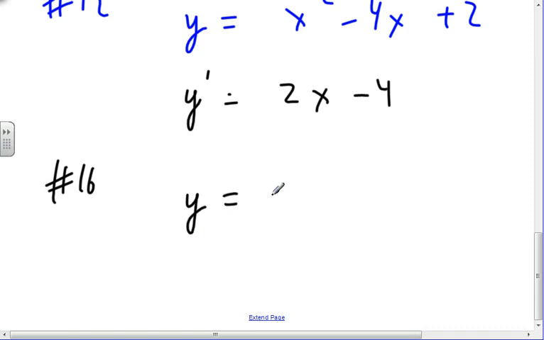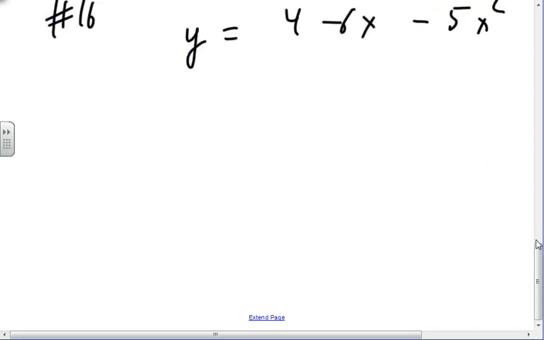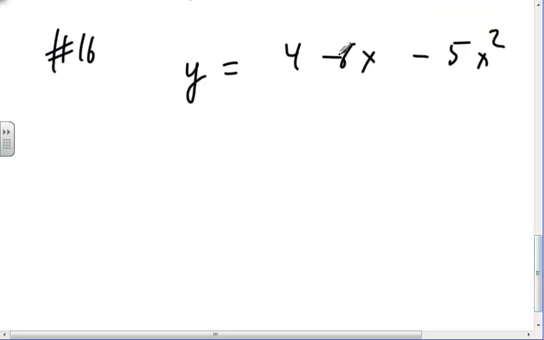Y is equal to 4 minus 6x minus 5x squared. Now, why would I go and write it that way? Why wouldn't I put the x squared term first? And I do it because of the negative signs. It's spelled correctly with no negative sign up in front. If I were to go minus 5x squared minus 6x plus 4, I would look at that as a misspelling.